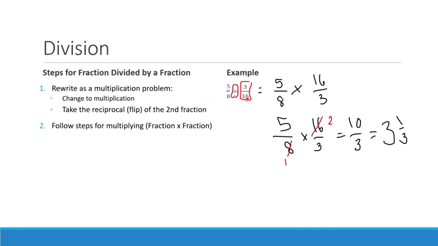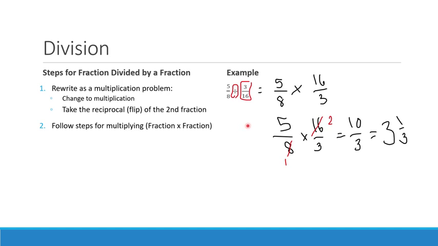Now, a reciprocal is when you're flipping the terms. So instead of 3/16, it becomes 16/3. Notice the numerator that was 3 is now the denominator, and the denominator that was 16 is now the numerator. We're changing the division symbol to multiplication. Now that we've changed this problem to a multiplication problem, we can follow the rules that we've been practicing previously.